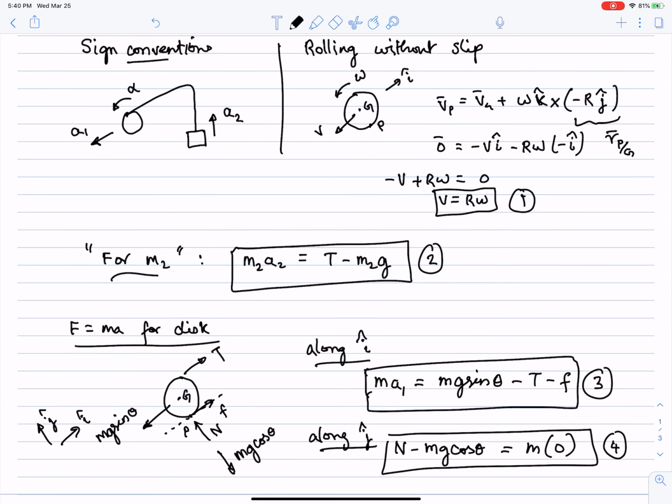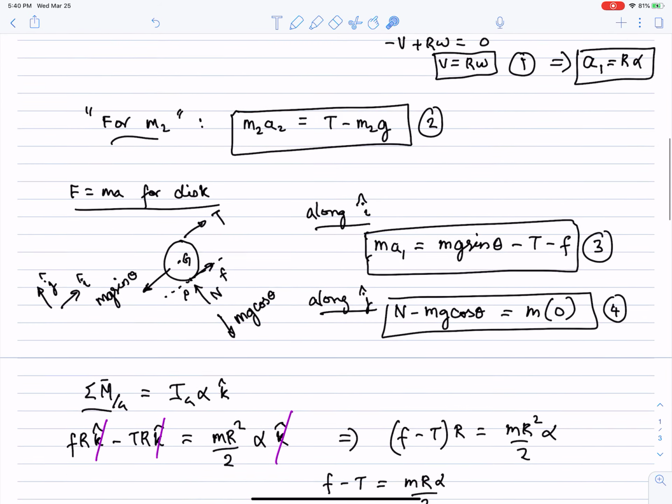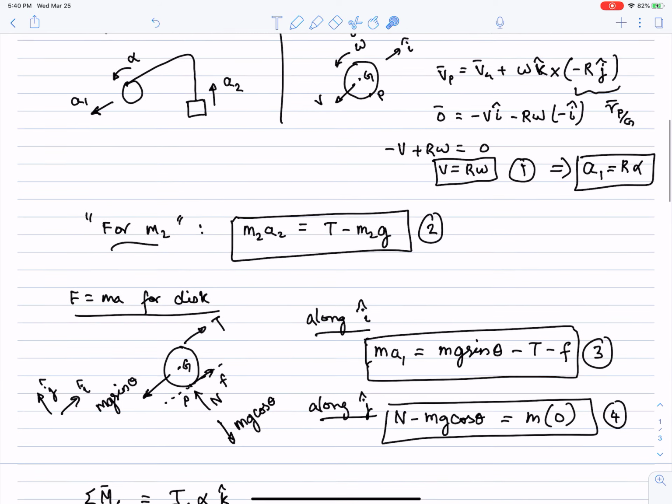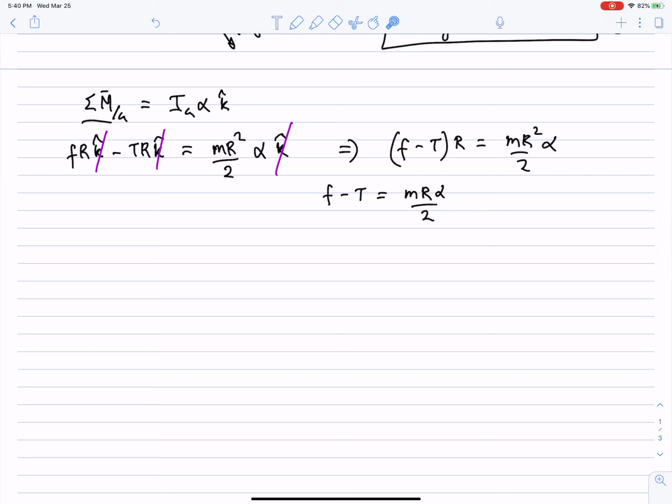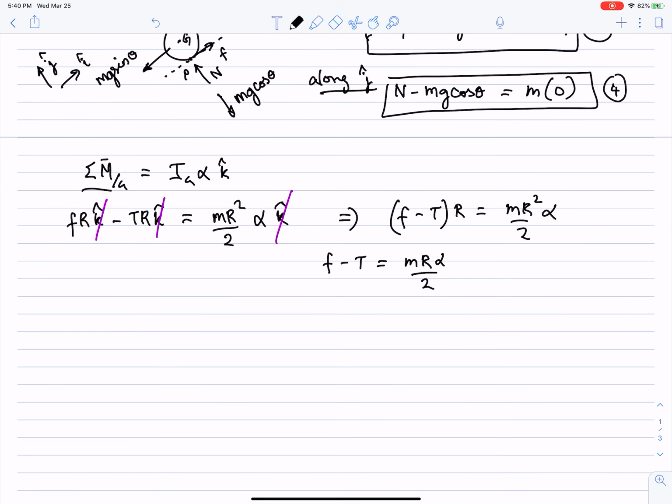By the way, I said v equals r omega. This actually implies a1 equals r alpha. Okay, this a1 equals r alpha because that's the derivative of this equation. So because a1 is r alpha, we can relate those things. We can plug that in here. So let's plug that in here. By the way, let's number this thing, equation number 5.